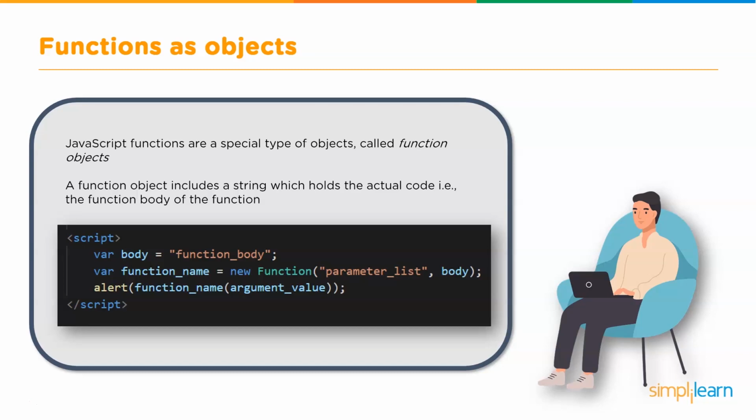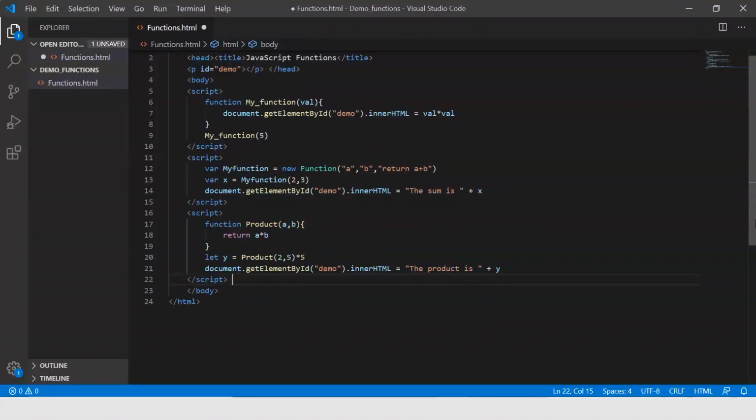It's enclosed in double quotes and that's a mistake, please ignore it. Alright, so next we have variable function name. So here we create a function using the keyword new and then we pass a parameter list and the body basically tells us what the function returns. Alright, next we have an alert message to call the function. So let me just show how this is executed.